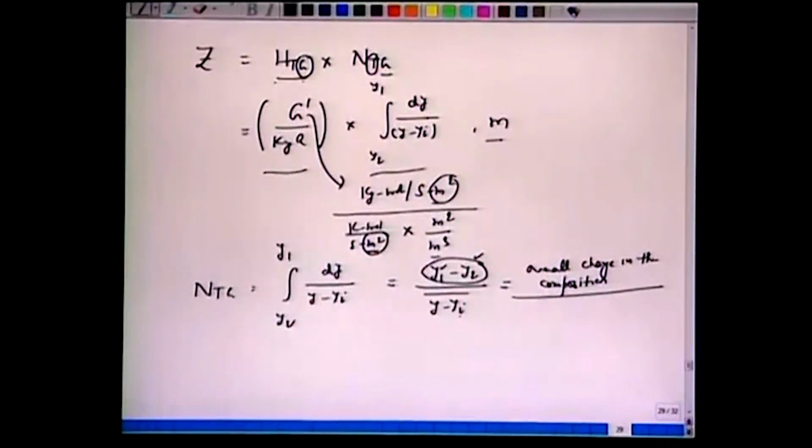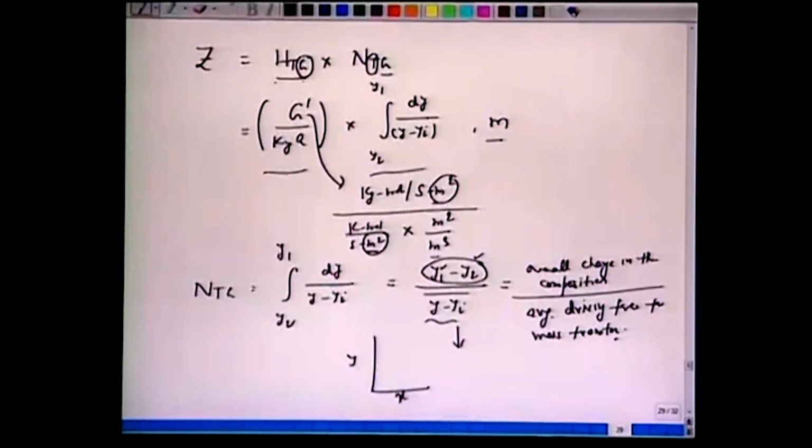And what is y minus yi? It is nothing but the average driving force for mass transfer. And how do we obtain yi? You recall on this equilibrium curve of y and x, we draw from this point a line with the slope of minus kx over ky. So, at any location if this is x and y and we take the slope, this will hit the curve to give you yi. That is, y minus yi is the driving force for mass transfer in the column.